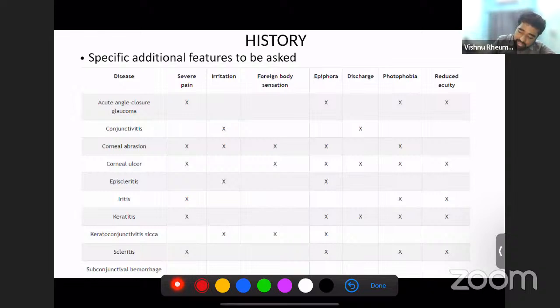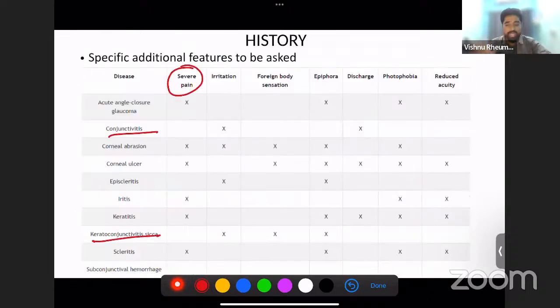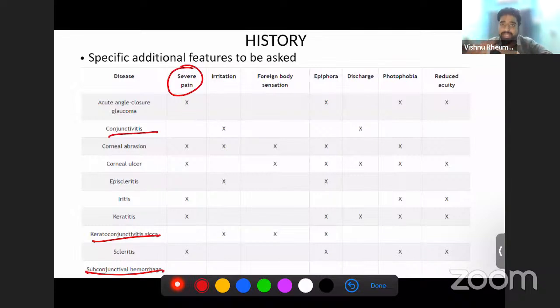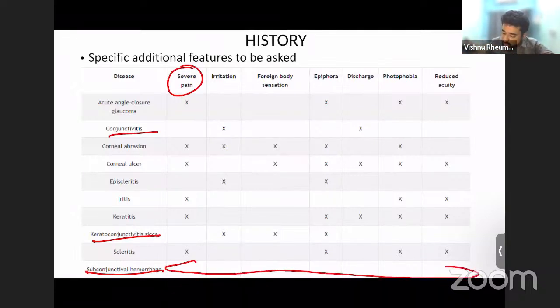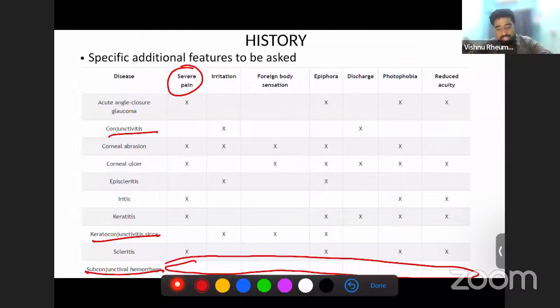what is seen and what is not seen. For example, severe pain is usually not seen in your conjunctivitis and your dry eye, that is sicca. Even subconjunctival hemorrhage will almost be asymptomatic. There'll be no severe pain, irritation, as you can see here. There is nothing of these manifestations, no severe pain, no irritation, no epiphora. Epiphora is basically significant watery discharge. Photophobia, reduced acuity, all of these are not there.